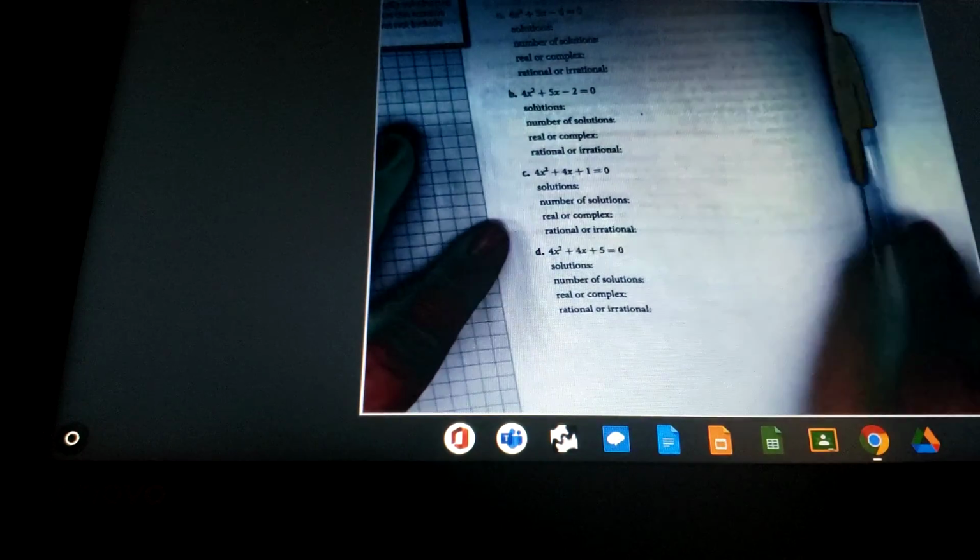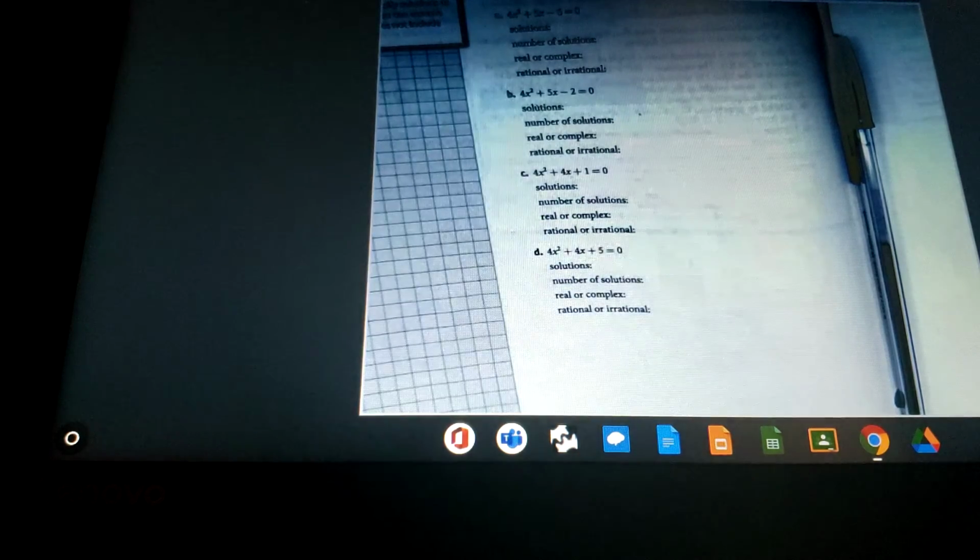Next, letter C. Try to solve letter C now. Solution of x, number of solutions, real or complex, rational or irrational.